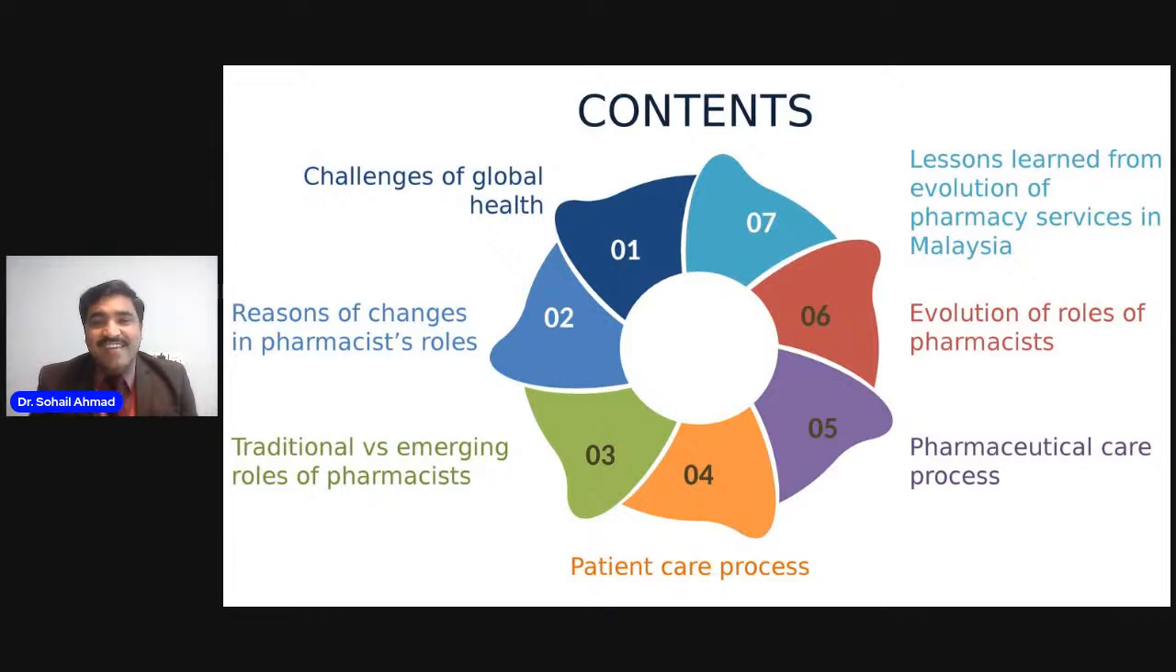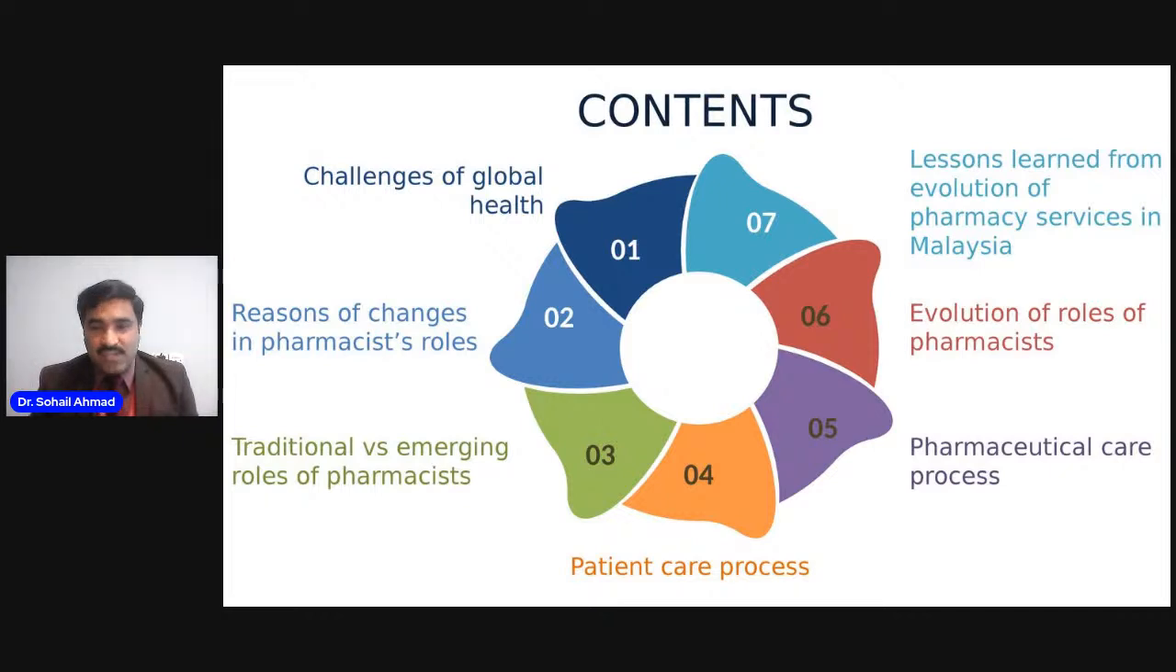The terms traditional and emerging carry subjective meaning depending on which country you are talking about. For certain countries, traditional roles are still considered emerging roles. For example, the developing countries where they are not putting so much emphasis on the patient care process, and they are still relying more on product oriented care by the pharmacist.